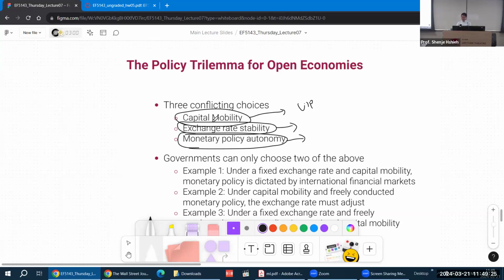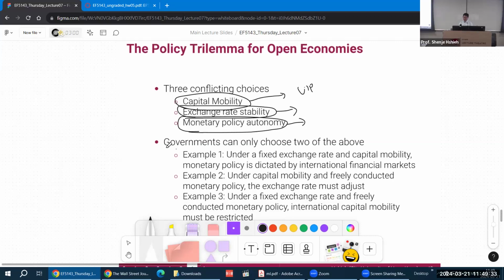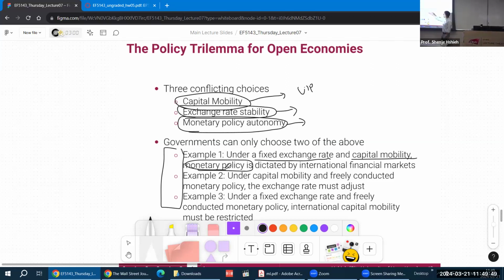These three characteristics cannot all be satisfied at the same time. And this can be easily seen by these three examples in the slide here. So here, example one, if you have a fixed exchange rate plus capital mobility, you have to give up monetary policy, right? Because if you were to use monetary policy unilaterally, you will change the fixed exchange rates. You can't have all three.